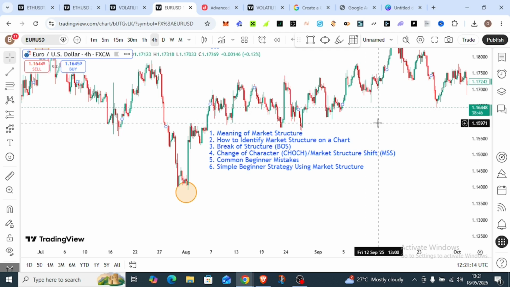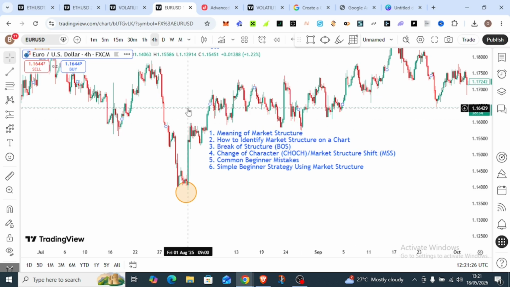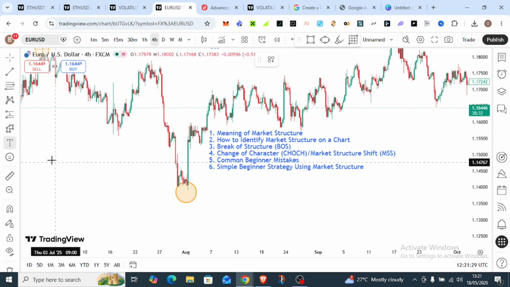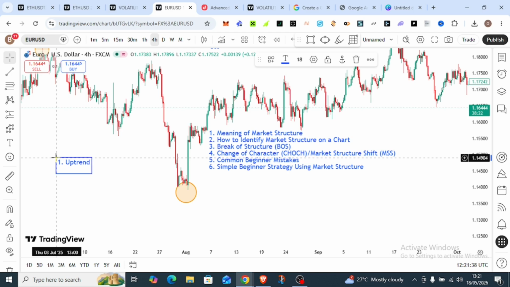Let's now define what market structure is. Market structure shows the direction of price movement. It helps traders know the following. Let's write them out. 1, uptrend. Number 2, downtrend. Number 3, consolidation.